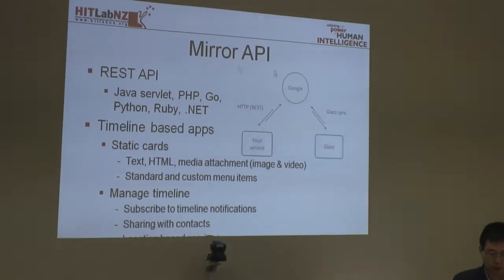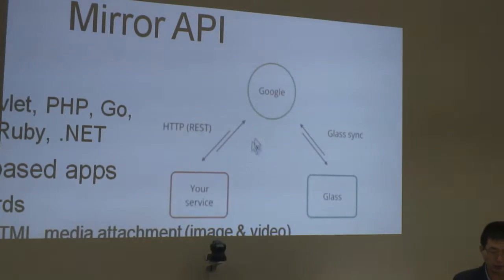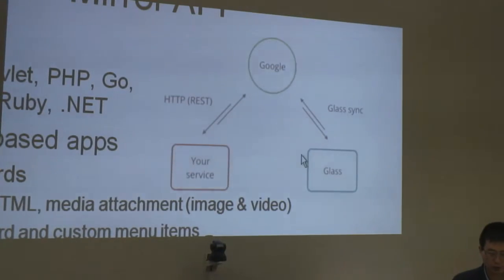So this diagram shows how it works. As you can see here, how the Mirror API works is you write your service, which is your website. Your website actually calls the Google website, which is a Mirror API web server. Your web server calls the Google web server through HTTP calls, and it will ask it to either add a static card or ask it to notify your web server when there are some changes that the end user made on their glass and so forth.